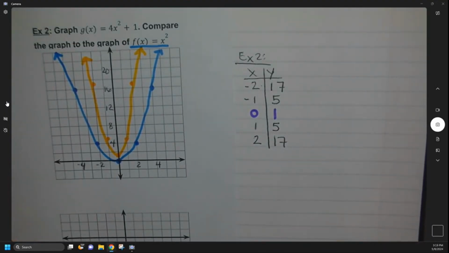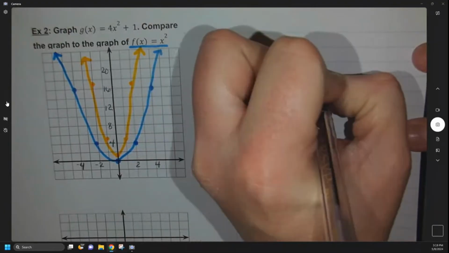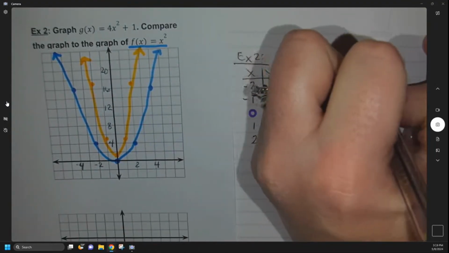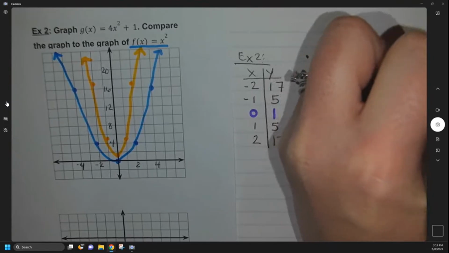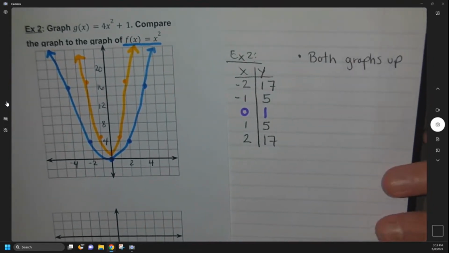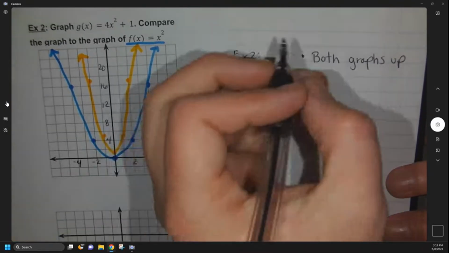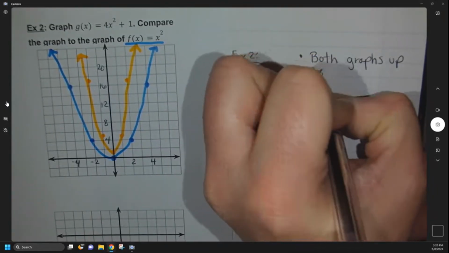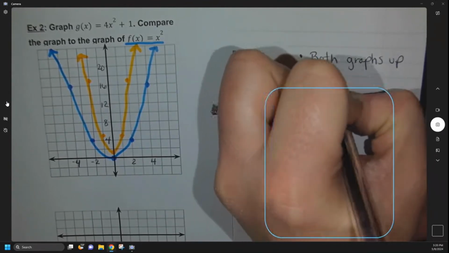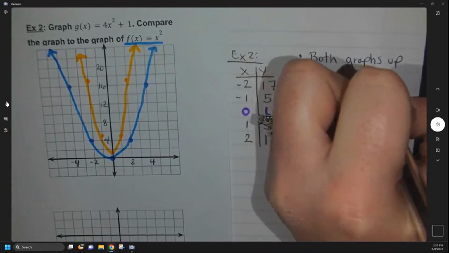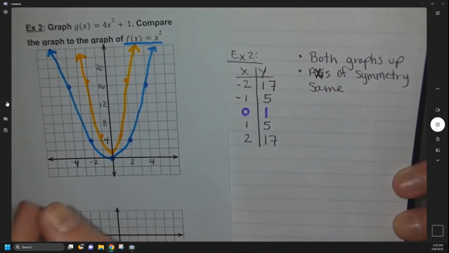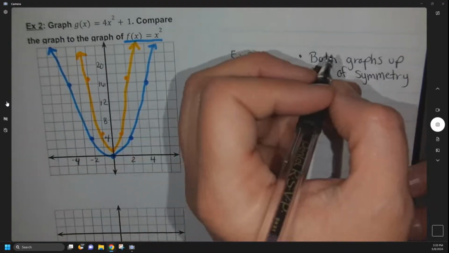Okay, looking at this, first of all, we notice again that both graphs open up. They have the same axis of symmetry. It's the same, and again, that axis of symmetry is x equals 0.